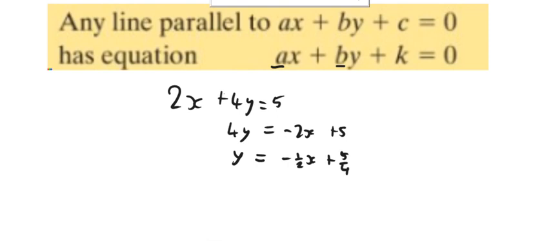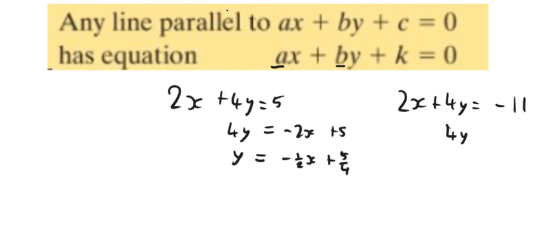So if I was to take any other value there, for example 2x plus 4y is equal to, I could pick any number, just say minus 11. If I was to do the same thing, move over the 2x, so we get 4y equal to minus 2x minus 11, and then y is equal to minus a half x minus 11 over 4. So the second part always changes, but what's in front of the x will never change.